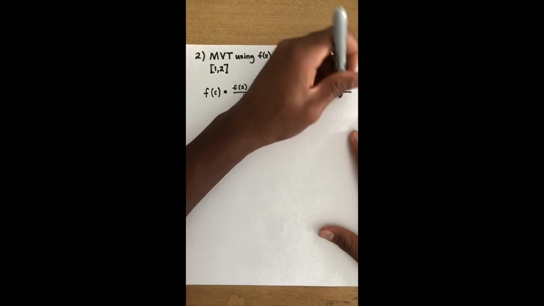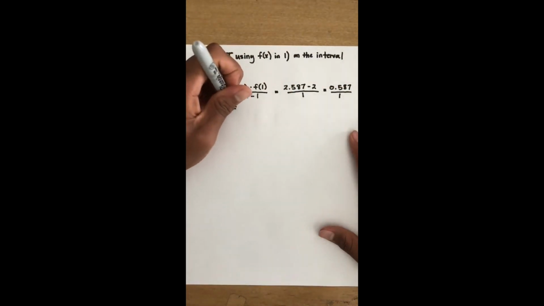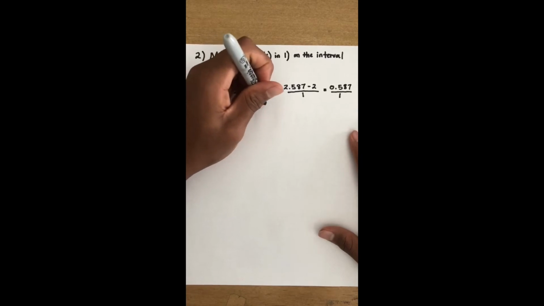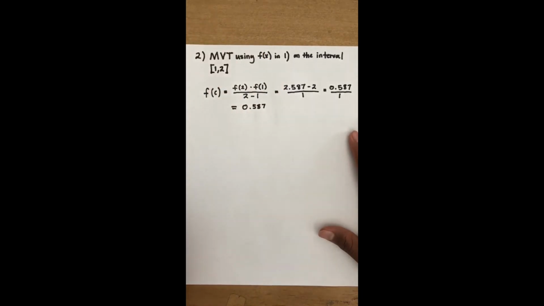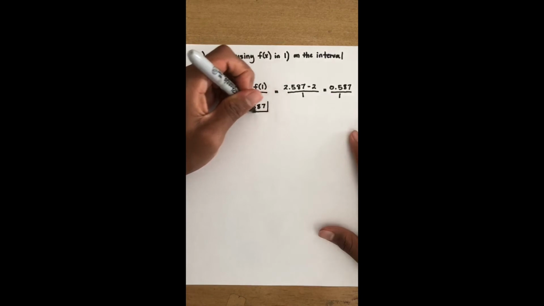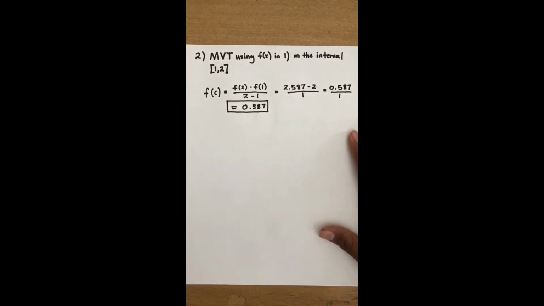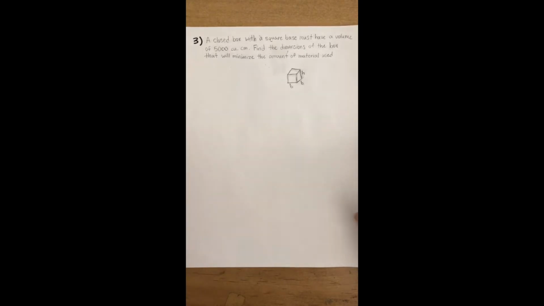So now we have our f of c, 0.587 over 1. Yep. And that is our answer. Thank you. Now we have number 3.